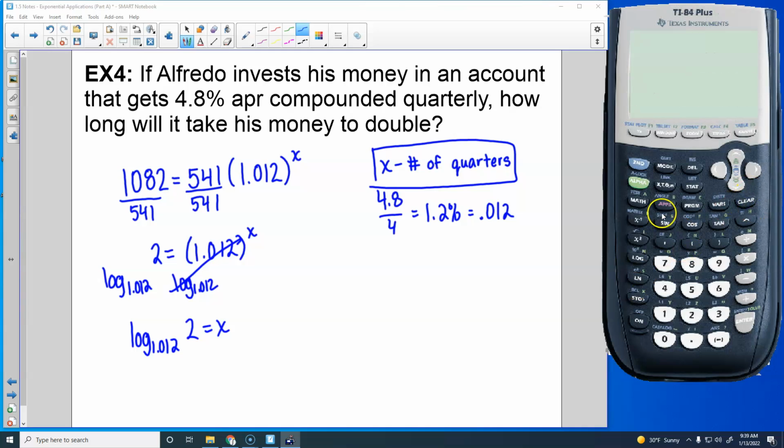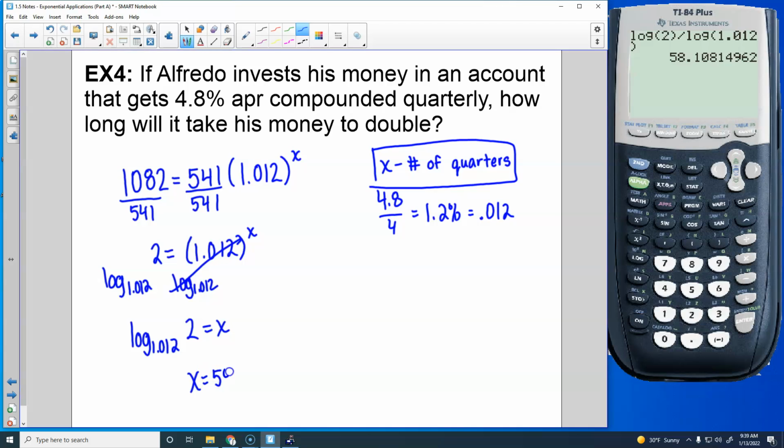So change of base, we'll just do log of 2 divided by log of 1.012. And we get 58.108. So x equals 58.108. Now I wanted to say years there. Is this years? This is quarters. Right? So this is quarters. How do I change it from quarters to years?